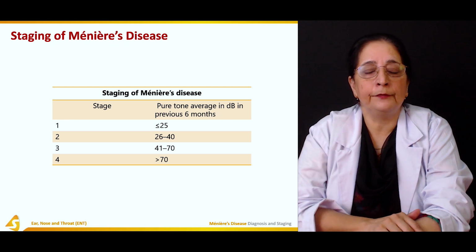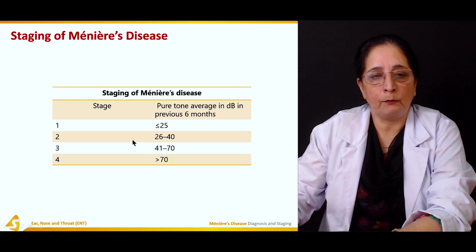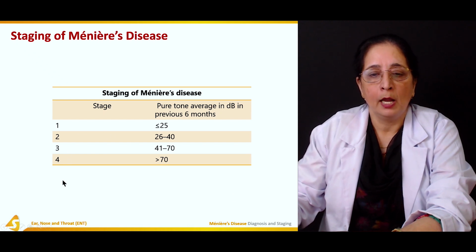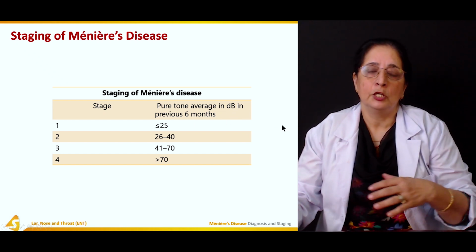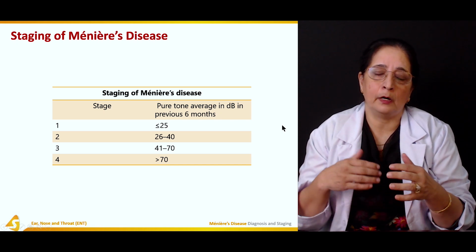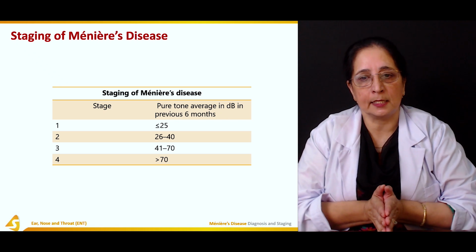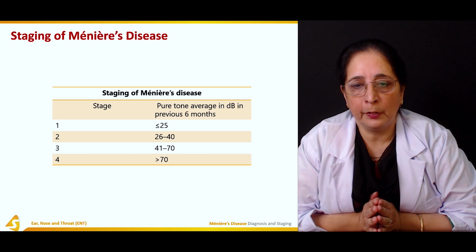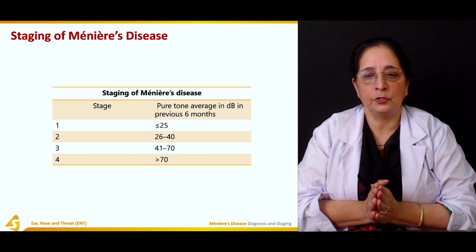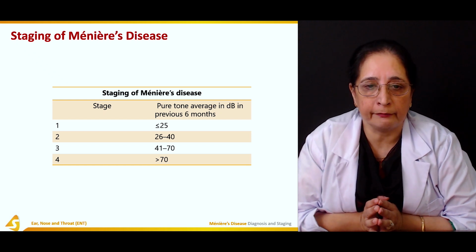Then staging of Meniere's disease. We have stages 1, 2, 3, 4, and the pure tone average in decibels in the previous 6 months. So this is the test for the pure tone average over the last 6 months. So first stage, the pure tone average is usually less than or equal to 25.